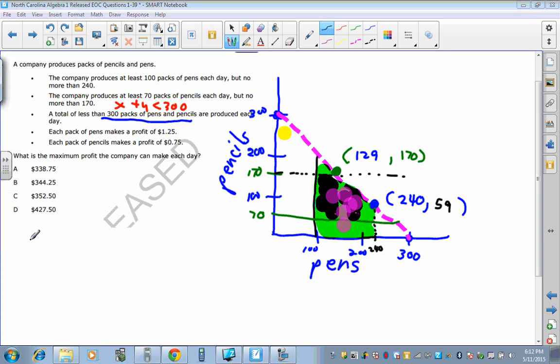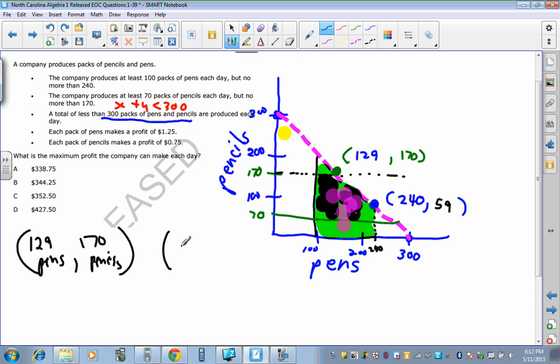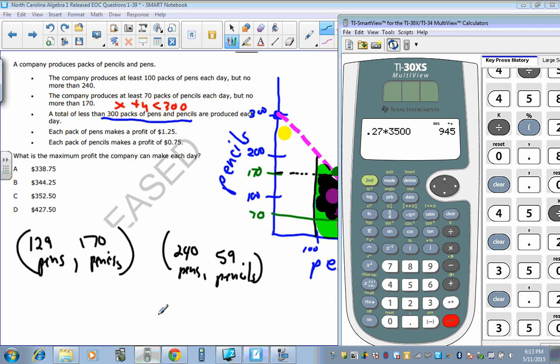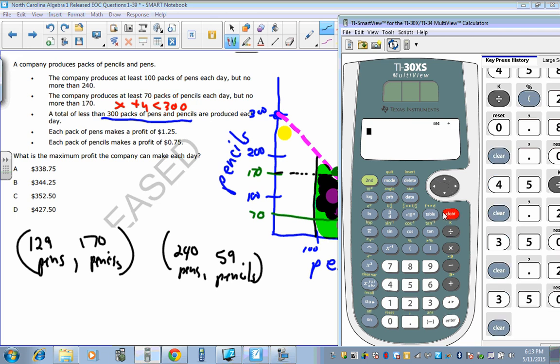Okay, we're going to try out those two values: 129 packs of pens, 170 pencils, or 240 packs of pens, 59 pencils. Okay, so we're going to use the calculator.